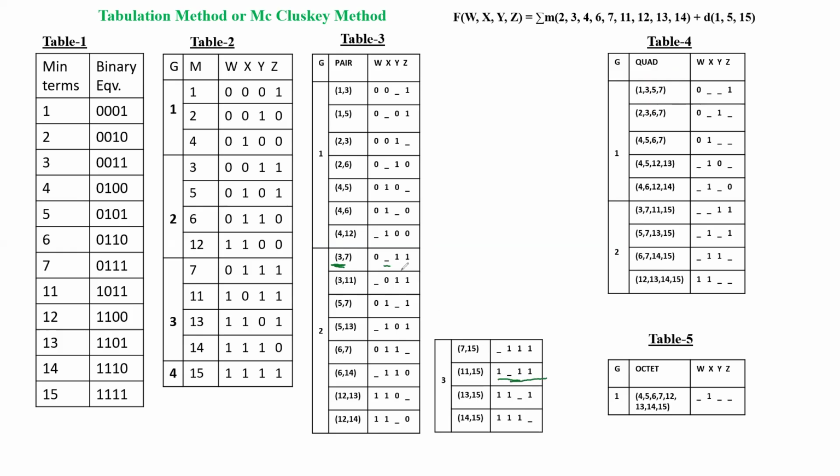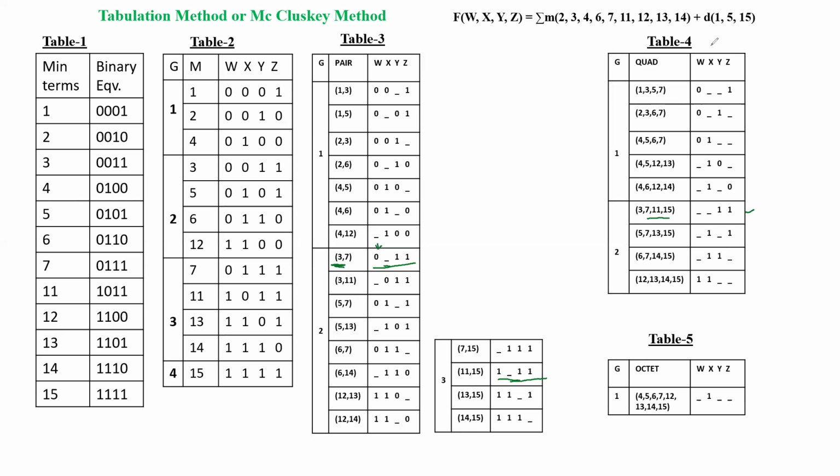After that, we have to compare these two, 0 underscore 1, 1 and 1 underscore 1, 1. Which bit is changing? The W bit is changing, so in place of W we have to write the underscore. That's why we have 3, 7, 11, 15 with underscore underscore 1, 1. You have to think that when the same combination we get, we need to avoid it. Here the 1, 2 combination is similar, so we write it only one time.